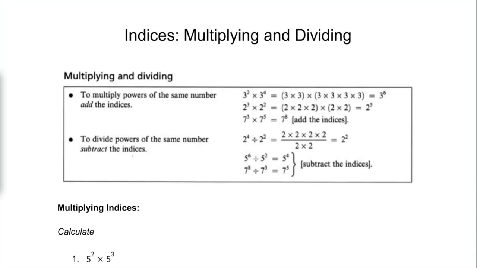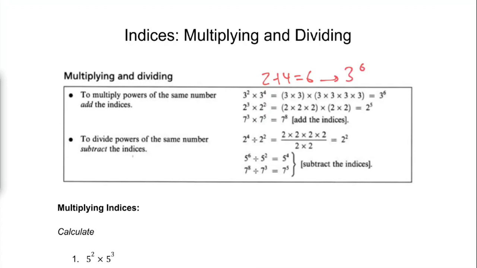You can see in this little example, to multiply powers of the same number, the key here is that if you want to do this, these base numbers have to be the same. All you're going to do is add the powers. So 3 to the power of 2 times 3 to the power of 4. All I want you to do is do 2 plus 4, which is 6, and then you can write that as 3 to the power of 6.